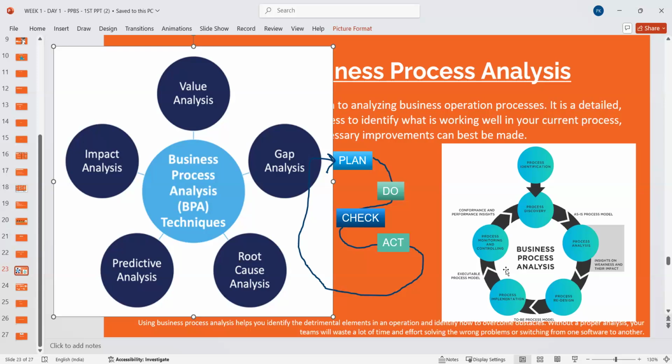Business process analysis techniques: value analysis, gap analysis. Next. Root cause analysis. Next. Impact analysis. We missed one after root cause analysis. Predictive analysis.